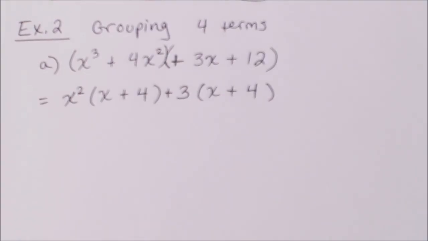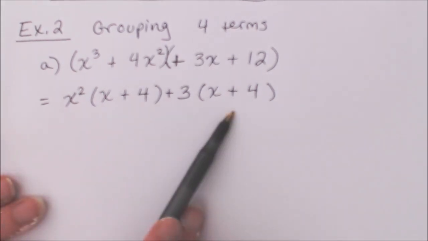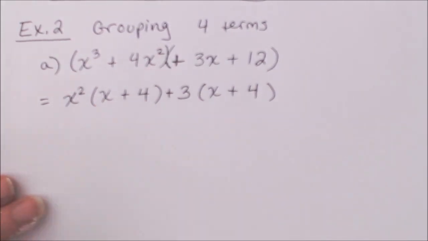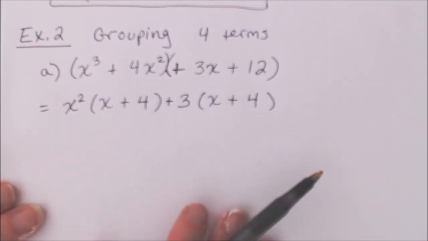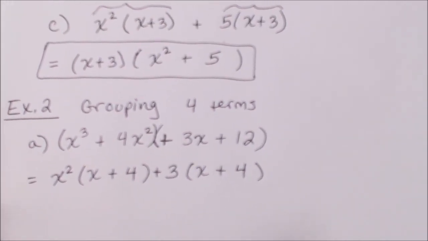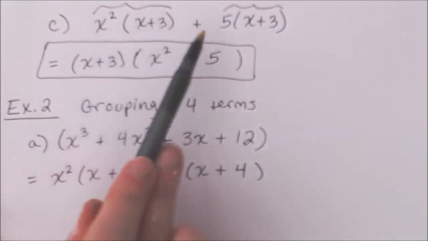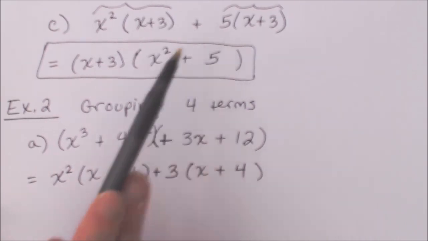Now, I want you to notice that what's in the parentheses is the exact same, x plus 4 in both parentheses. That's not a coincidence. When you group factor, they should be the same. And if they're not, if the first one is different from the second one, check your GCFs because maybe you took out the wrong thing. They have to match if it group factors. Now, we're basically where we were at the start of that last example, where we had two terms that had x plus 3 in common.